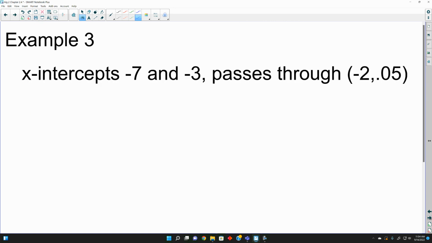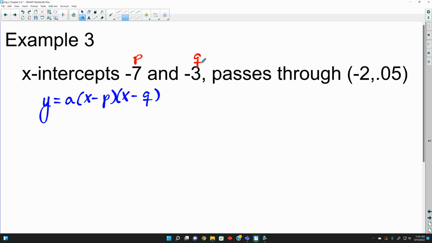So this one here, they tell us that the x-intercepts are -7 and -3, and it passes through the point (2, 0.05). Since we have x-intercepts, we're not using the vertex form. We're using the x-intercept form. And P and Q are the x-intercepts. So which one would be P? Q would be? Could I have said P is -3? Yeah, as long as I said that Q was -7.